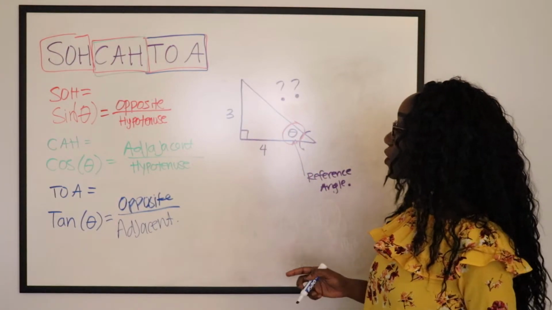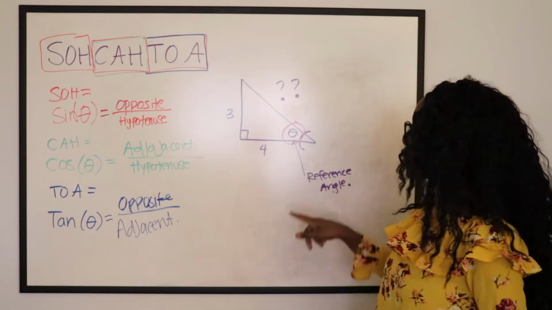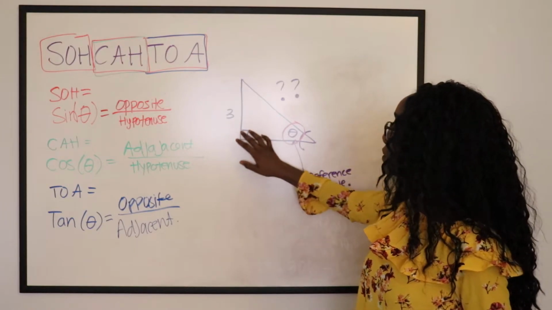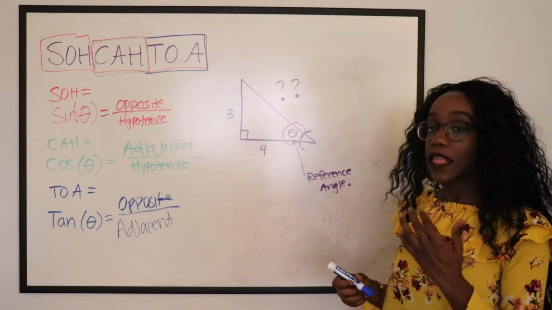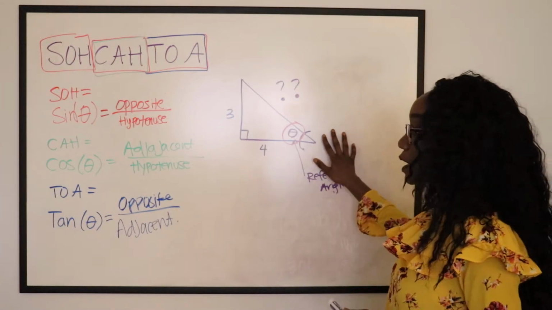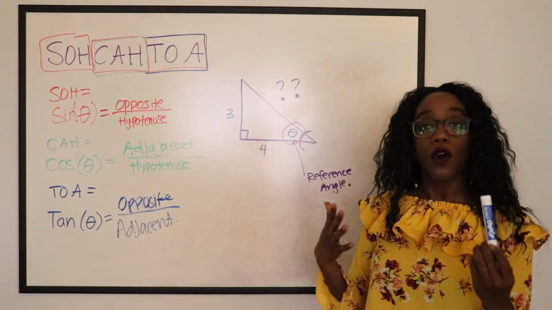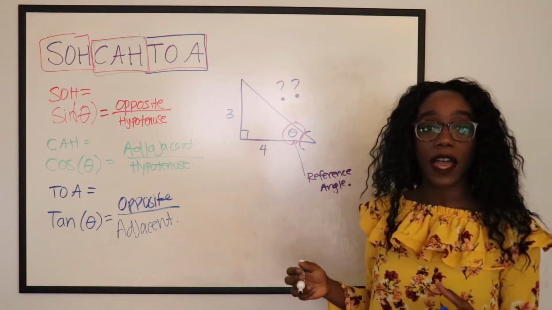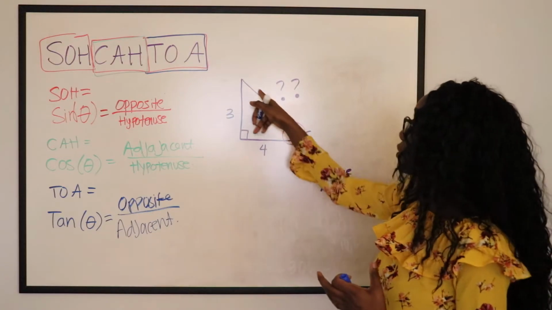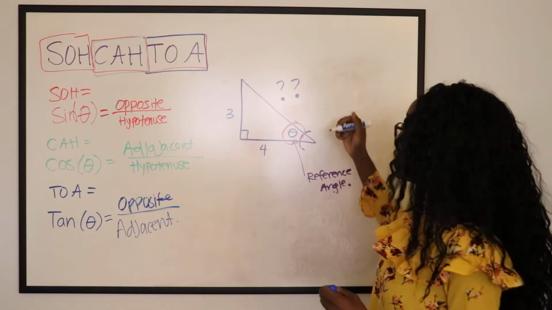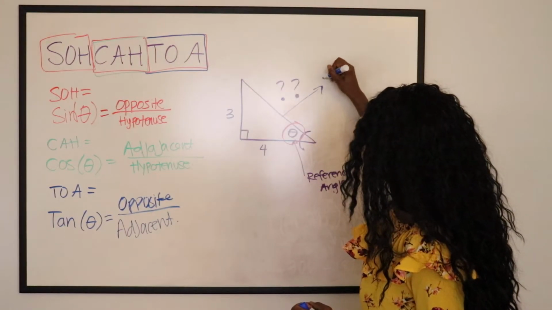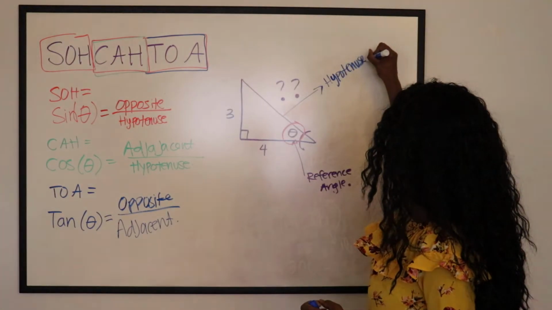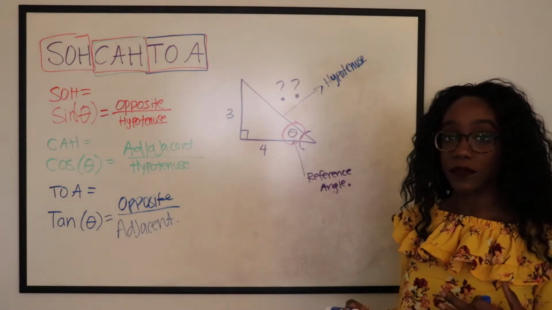SOHCAHTOA is easy once you can figure out three parts. You first have to figure out where the reference angle is, and then you also have to figure out which side is opposite, hypotenuse, or adjacent. So let's do that in this example here. In this example, I'm going to show you guys how to do all three sides. So hypotenuse. We know the hypotenuse is always the longest side of the right triangle. So that's the easiest one to find. So let's label this side as the hypotenuse. And in this case, we don't know what the hypotenuse is.